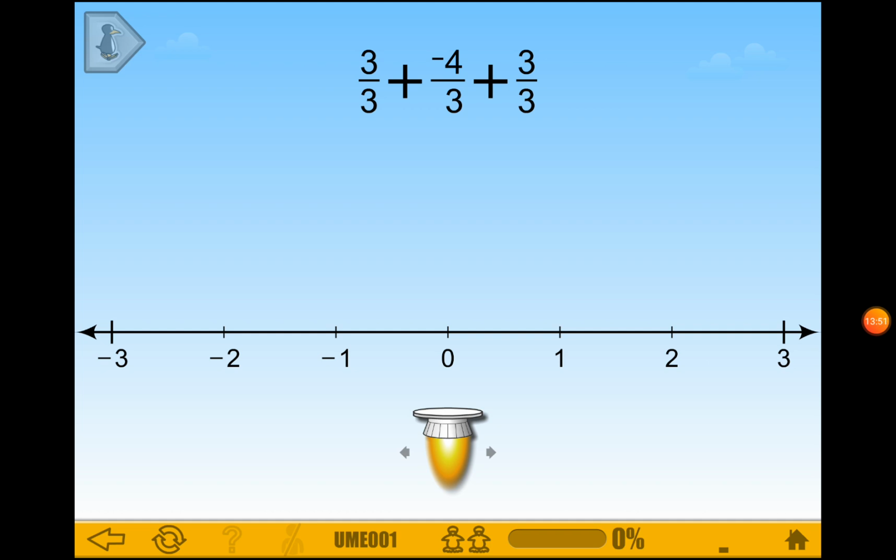Okay, so 3 over 3 plus 3 over 3 is 1. So that'd be 1 over 1. Oh wait, no. Let's make it look simpler. Okay, so 3 minus 4 is negative 1, so that'll be negative 1 over 3. And then negative 1 plus 3 is 2, so that'll be 2/3. Which is there.